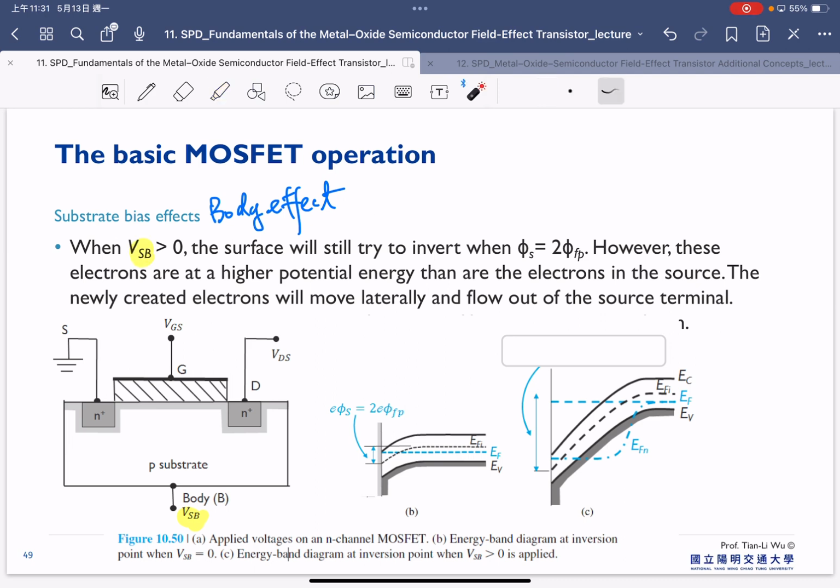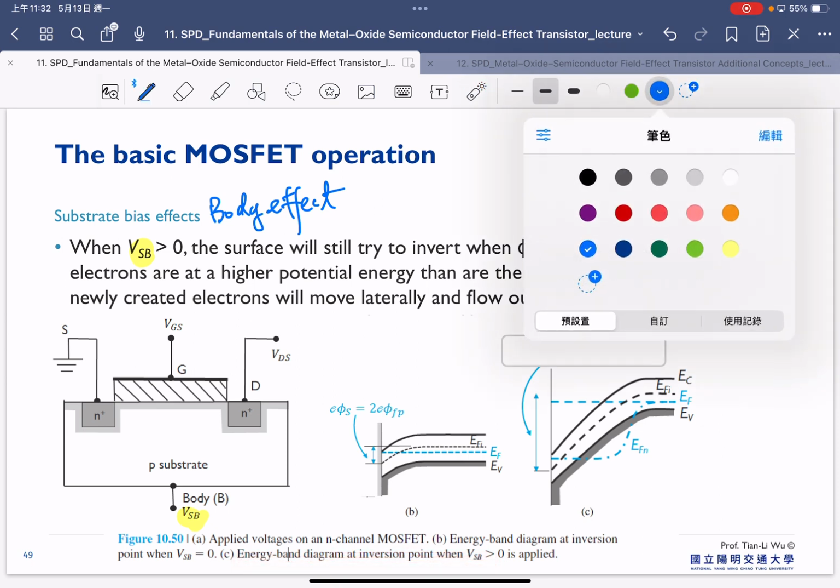So when VSB is larger than 0, the surface will try to invert when phi s equals 2φp. However, these electrons are at a higher potential energy than other electrons in the source, so the newly created electron will move laterally and flow out of the source terminal here. So in general, if we only consider the surface potential influenced by the gate, phi s is equal to 2φp. But right now, we also have to consider the impact coming from the substrate side. Therefore, our surface potential is changed.